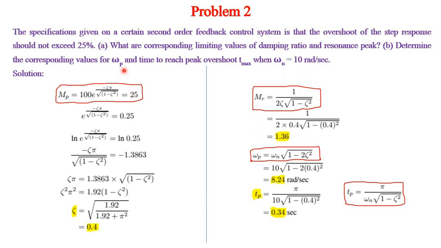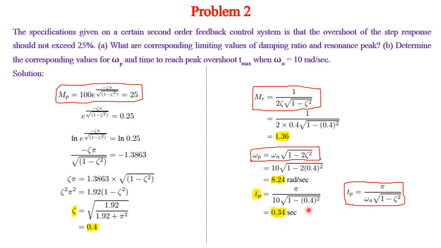Corresponding value of omega p. Omega p means peak value of the frequency, that is the resonant frequency. Use this and find out the resonant frequency. Then time to reach peak overshoot is nothing but your peak time. Peak time is pi by omega d or pi by omega n root of 1 minus zeta square from time domain specifications of a second order system. Substitute that, you will get this.